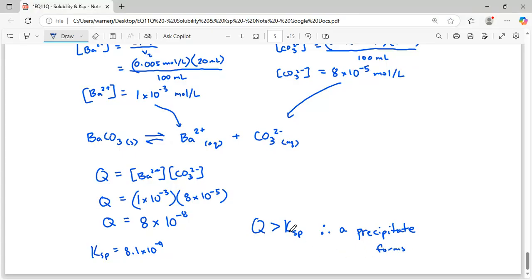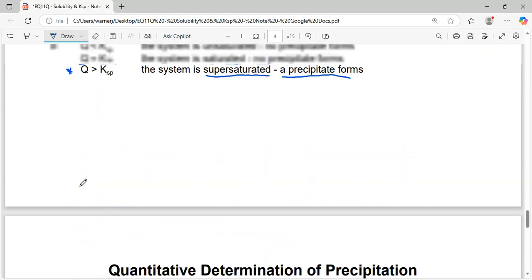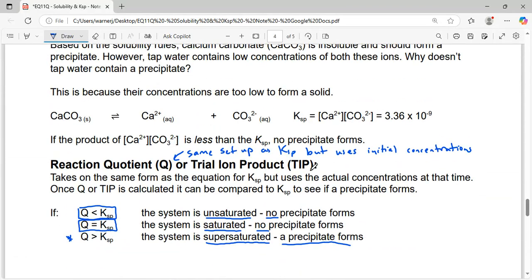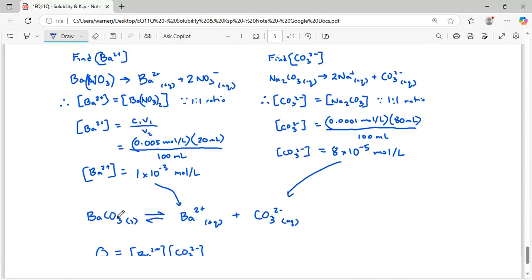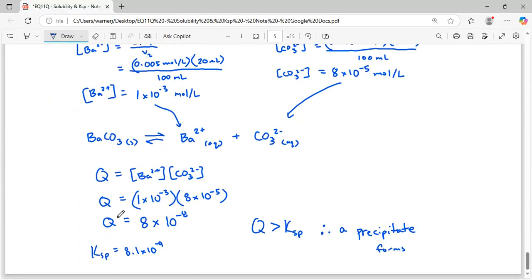Okay. If you are not using Q, you might be using TIP, the trial ion product. So you could use that in place of Q if you want, but either way, it's fine. So that's how we can solve those equilibrium problems relating to Ksp and trying to predict a precipitate using our reaction quotient.